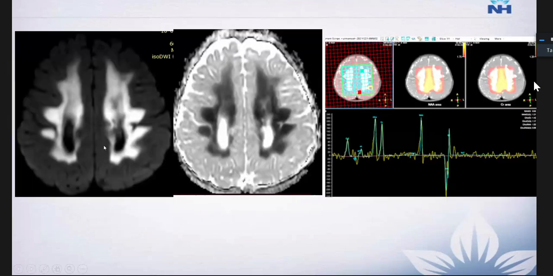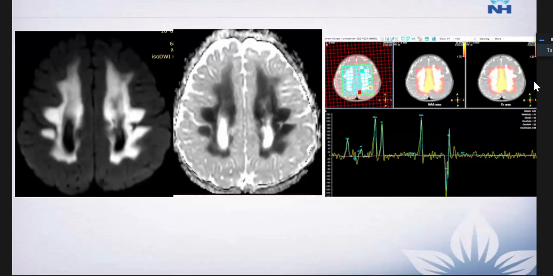So here, these are the DWI and the ADC weighted images, and we can see that the white matter, which was bright on T2 weighted images, shows bright signal on DWI and corresponding low signal on ADC. So that's a true restricted diffusion. There are some leukodystrophies which can show restricted diffusion in acute settings.